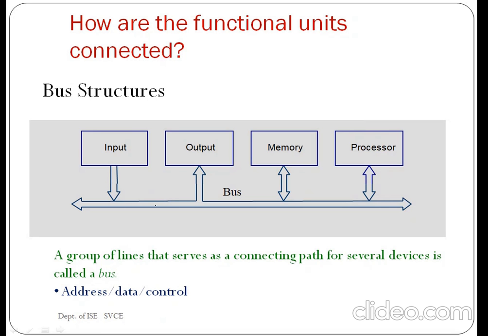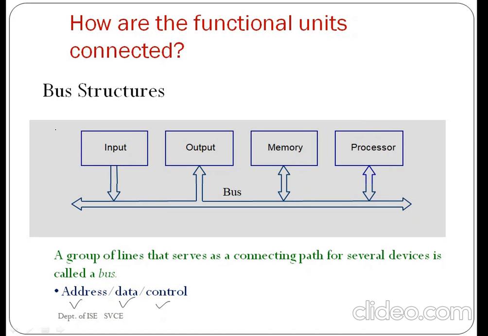The group of lines can be categorized into three. One set of lines we call the address bus, which carries the address. The second one we call the data bus, which carries the data transmission between the devices. And the third is the control bus, which carries the control signals.